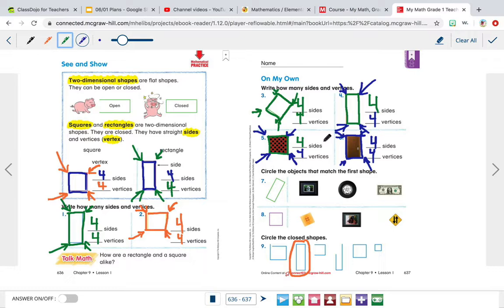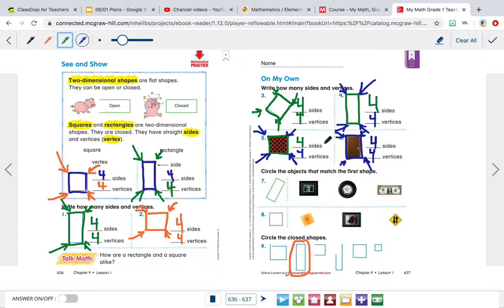a square and a rectangle will always have 4 sides. So it'll always have 4 sides and 4 vertices. So 4 sides and 4 corners. So that's something that even if it's a rectangle or a square, even though they're different shapes, it's always going to have 4 sides and 4 vertices.